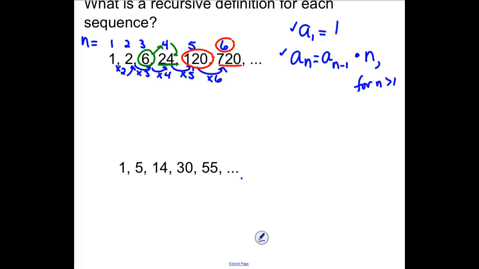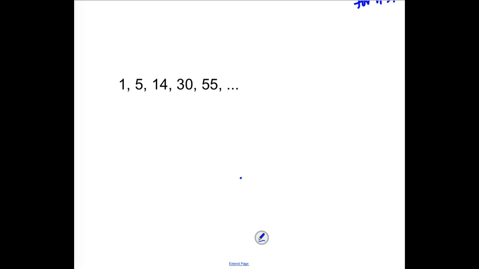All right, let's look at another one that we're still going to write recursively. We have 1, 5, 14, 30, 55. Again, if we think of the position those numbers are in, all right, we've got 1, 5, 14, 30, 55. In this case, it's an addition pattern. My first number here, to go from 1 to 5, I added 4. To go from 5 to 14, I added 9. To go from 14 to 30, I added 16. And to go from 30 to 55, I added 25.